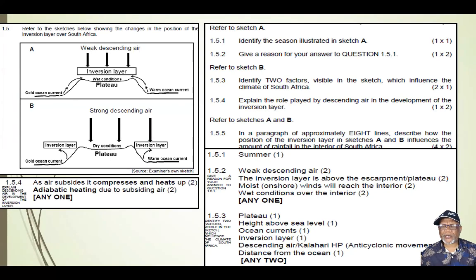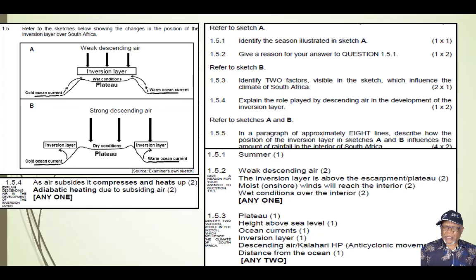Now, here are typical examination questions that you could be asked regarding the influence of these high pressure cells. Identify the season illustrated in sketch A. So, sketch A, what do you see? You see the inversion layer being above the escarpment. So, this will be summer. Give reason for your answer. We have already given the reason. It is the inversion layer above the escarpment.